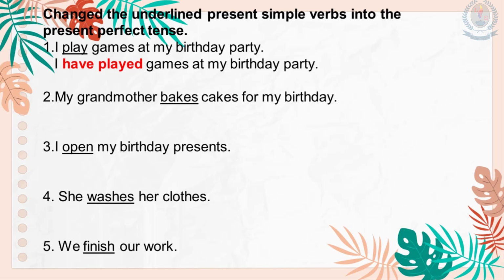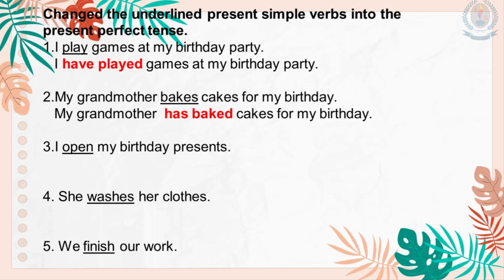Number 2. My grandmother bakes cakes for my birthday. Bakes. It is a singular verb. Present tense singular verb. We need to know the present tense plural verb of this one. That is bake. Grandmother is a singular subject. So we have to use has. So let's make this sentence. My grandmother has baked cakes for my birthday.